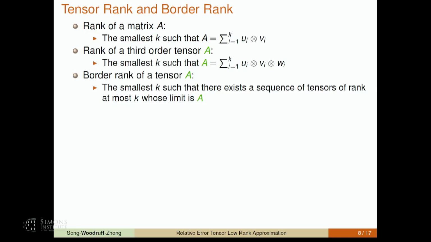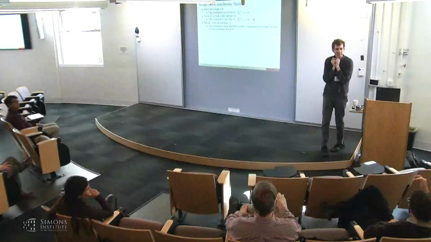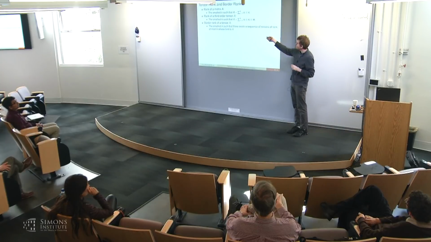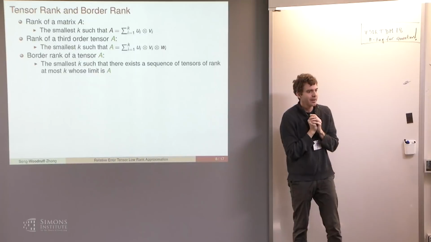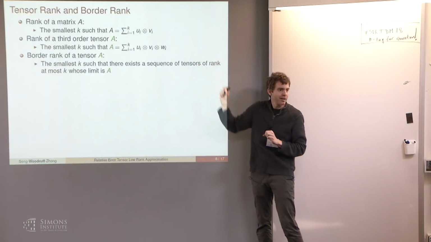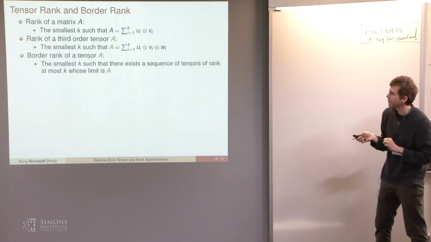Why did you change the story? Why can't we continue with just rank 1 matrices and so on? OK, so I defined the rank of a third order tensor, and now I'm defining the border rank of a third order tensor. And I'm going to show that the border rank can be smaller than the rank. So let me show you an example.